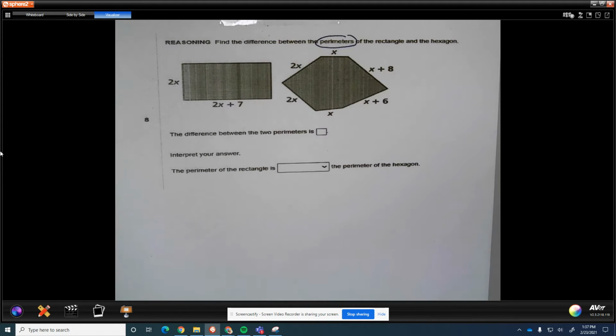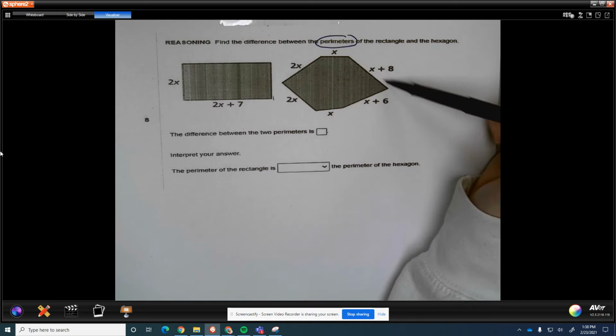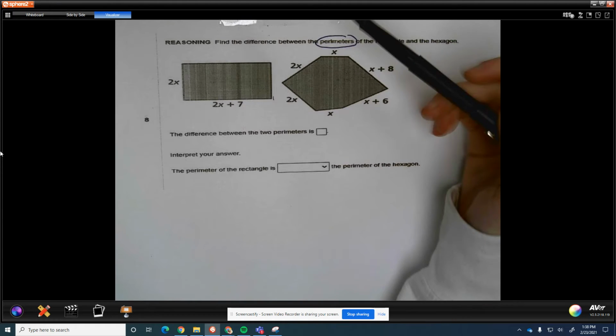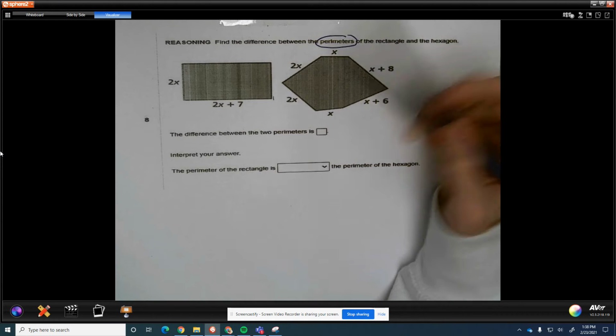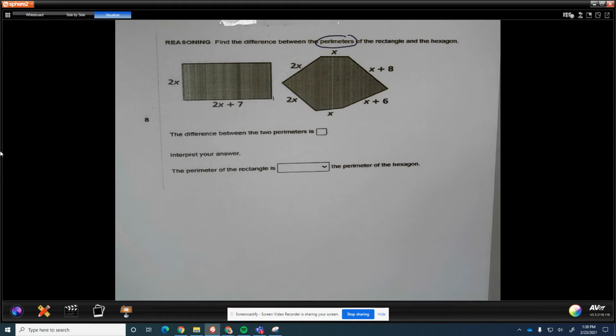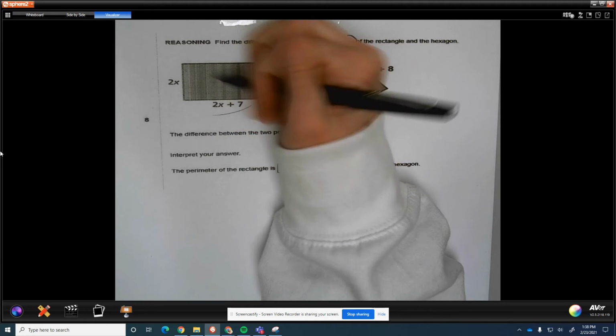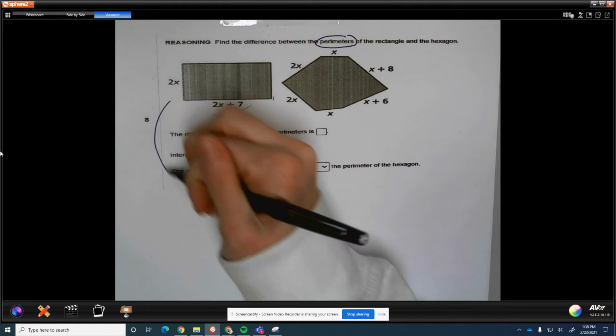So remember, we have perimeter and we have area. Perimeter is when we add all of the sides together. So it doesn't matter what shape it is. When we have a shape that has straight edges, we can just add all of the sides together. So let's find the perimeter of the rectangle, and we'll bring it down here.